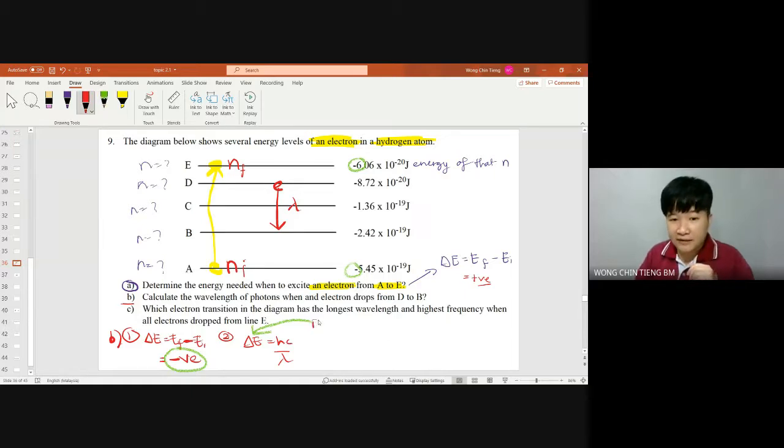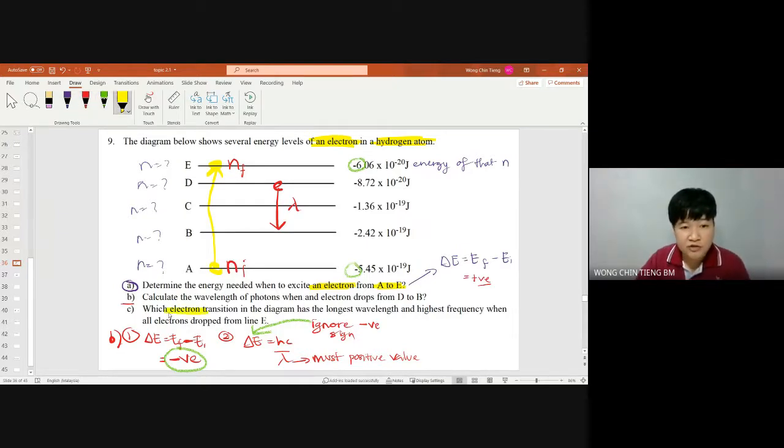Ignore negative sign. Alright, kenapa ignore negative sign? Because lambda tak boleh jadi jawapan negatif. Your lambda over here must always be positive value sentiasa. Okay? Settle? So, dua kali kira.